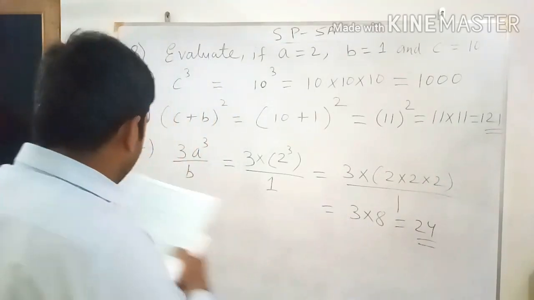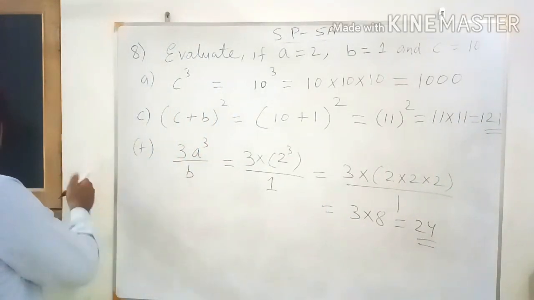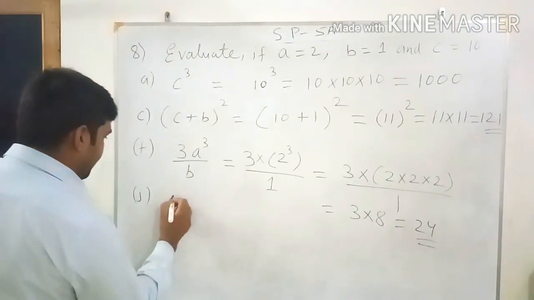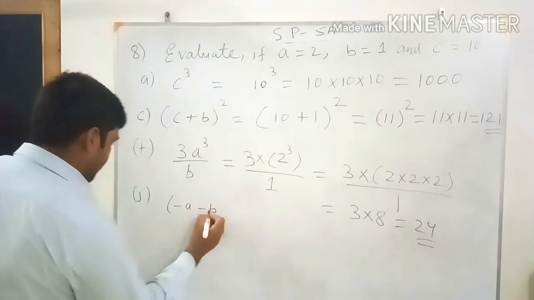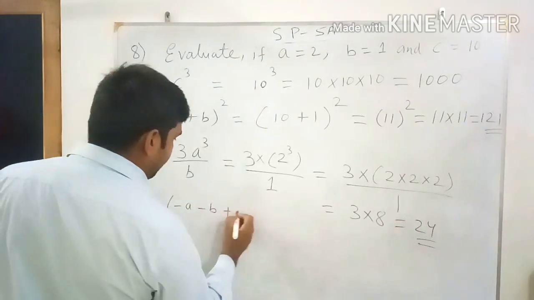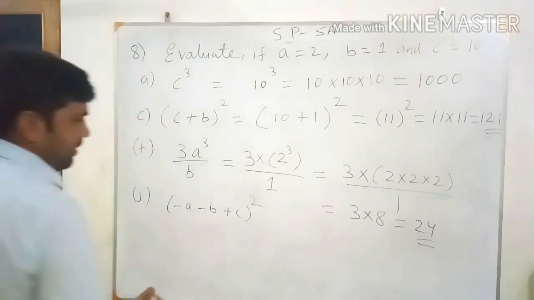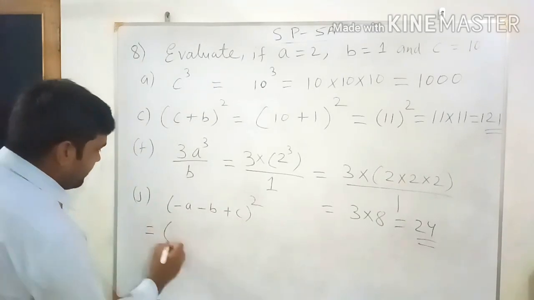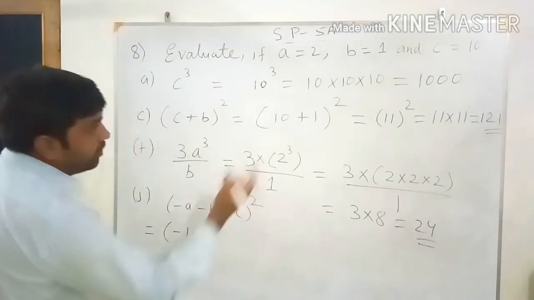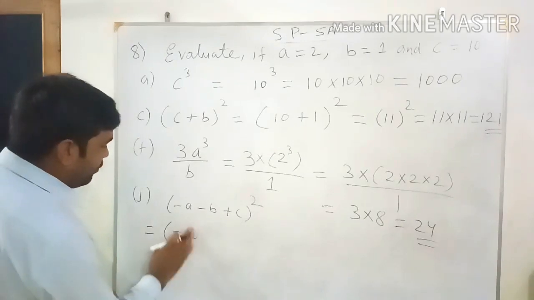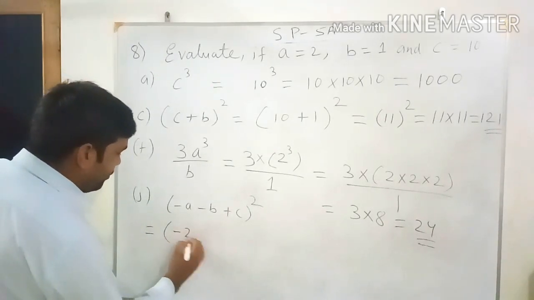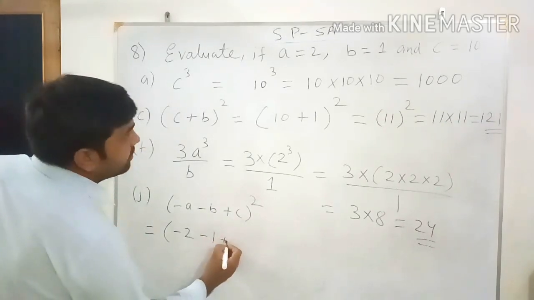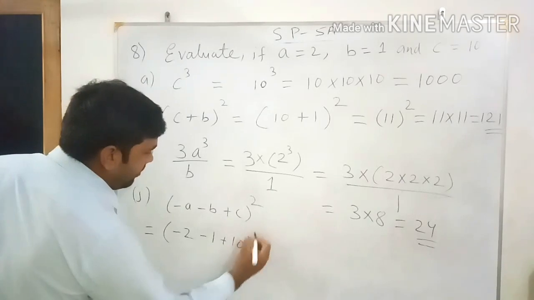Okay, now we see J. Last question, we are going to solve J. Minus a minus b plus c whole square. See how we do this question. Again we can put the value of the variables. In the place of a, the value of a is given as 2, so you can write minus 2. In the place of b you can write 1, that is the minus 1. In the place of c you can write its value 10.